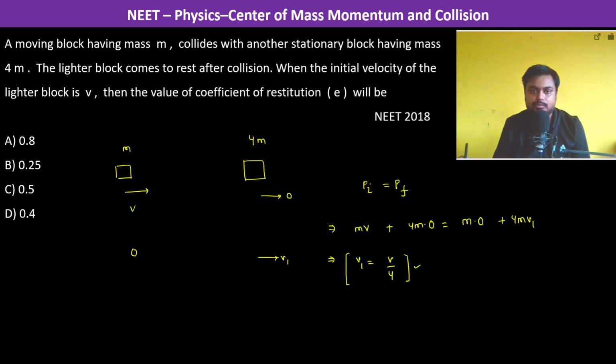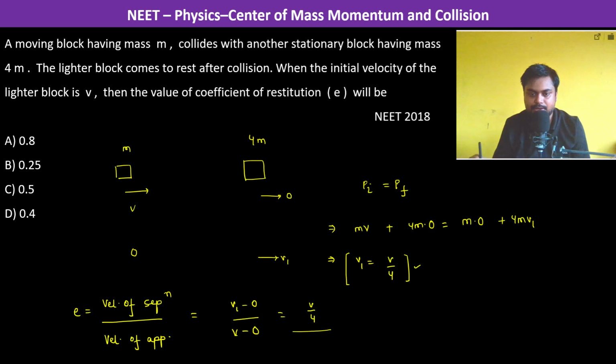Now the value of the coefficient of restitution. Restitution is the velocity of separation divided by the velocity of approach. So separation is v1 minus 0, divided by approach, which was v minus 0. So therefore this is v by 4 divided by v, which is 1 by 4, which is equal to 0.25. So therefore the answer is going to be B.